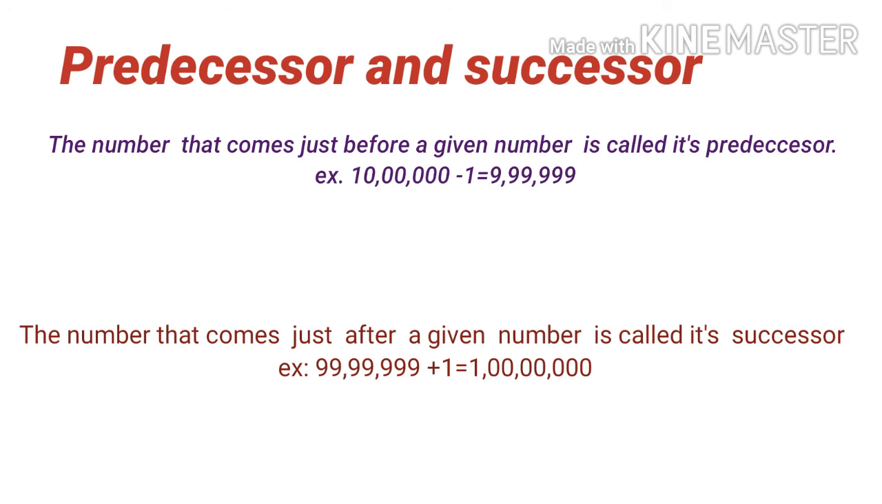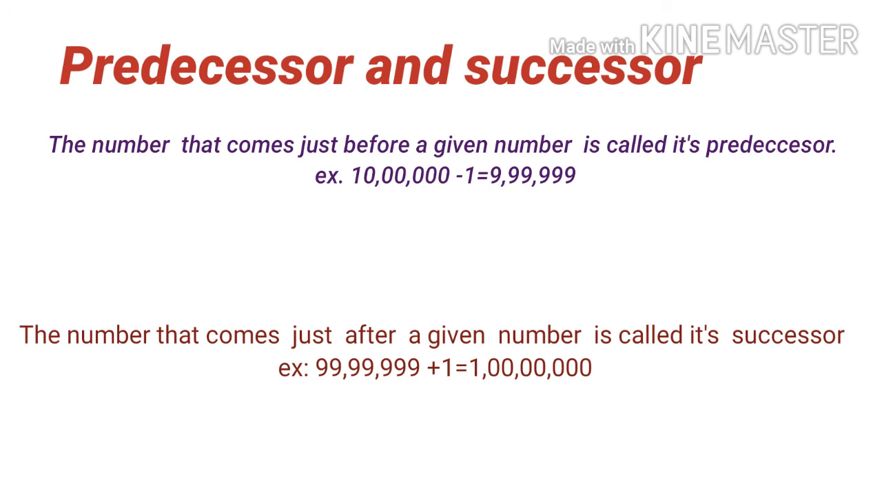That means predecessor means the number before, so subtract one from it, and successor means the number after, so add one to it. In the predecessor you have to subtract one, and in the successor you have to add one to get the before and next number. It is called the predecessor and successor of the number. Now we are going to see the next topic, which is the international system of numeration.